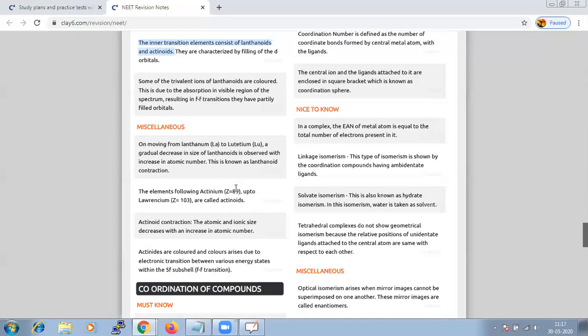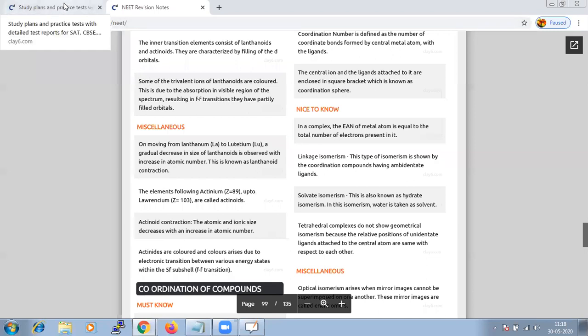And of course, the elements from actinium, atomic number 89, till lawrencium, atomic number 103, are all called actinoids. Actinoid contraction is the same: the atomic and ionic size will decrease with increase in atomic number. And of course, actinoids are colored, arising because of electronic transitions between various energy states within the 5f subshell. So these are certain important points from the chapter d and f block elements.